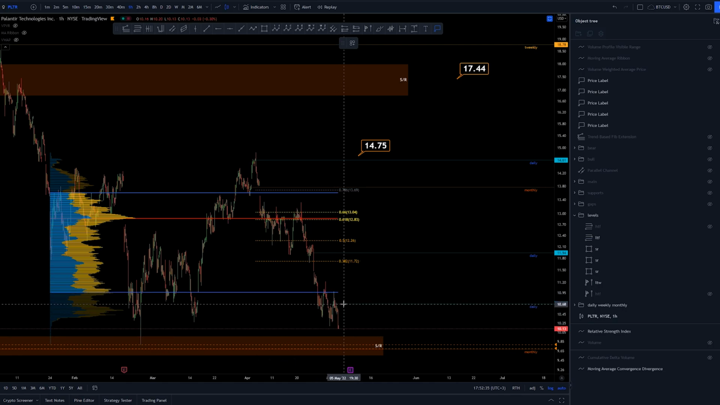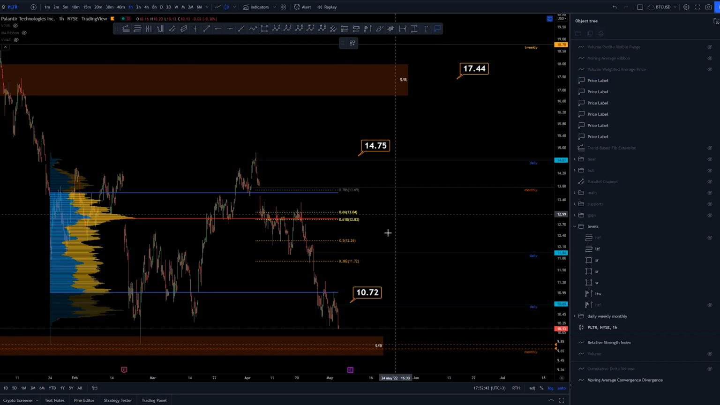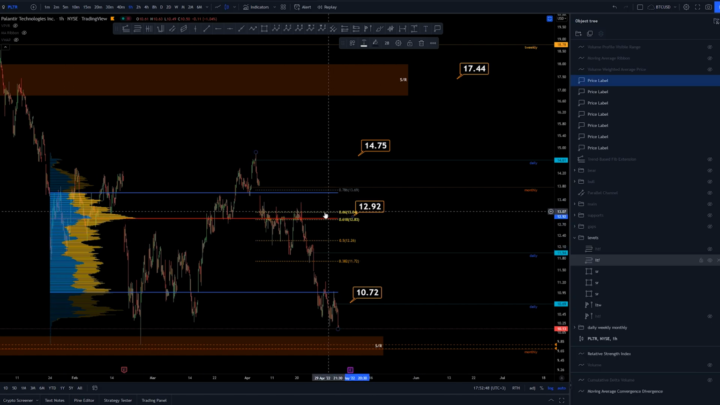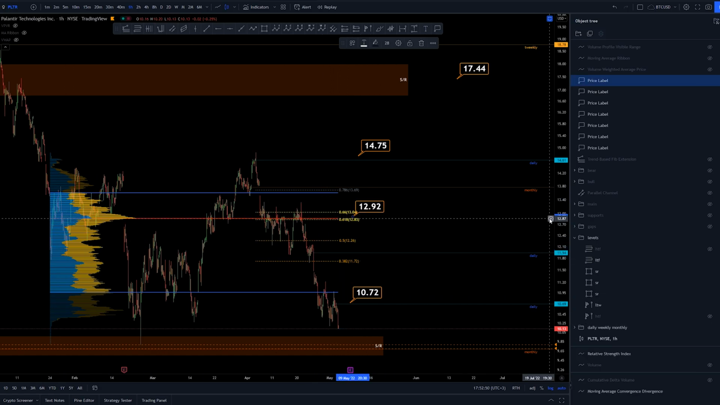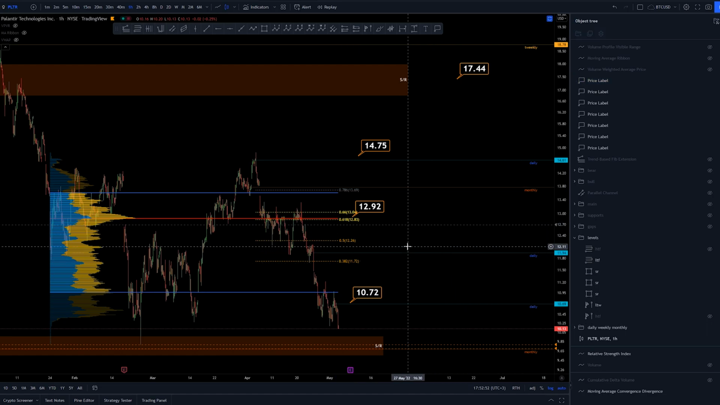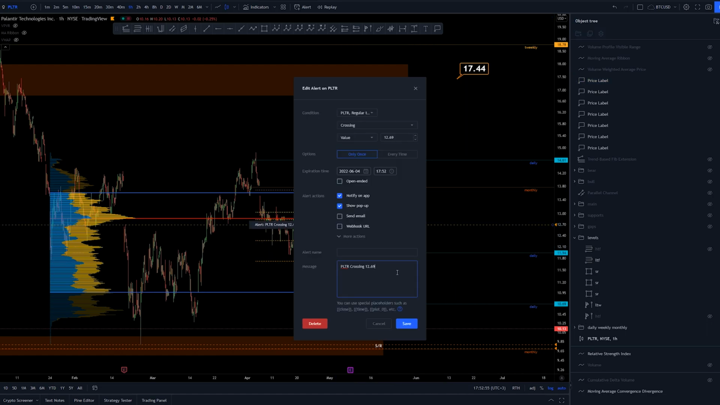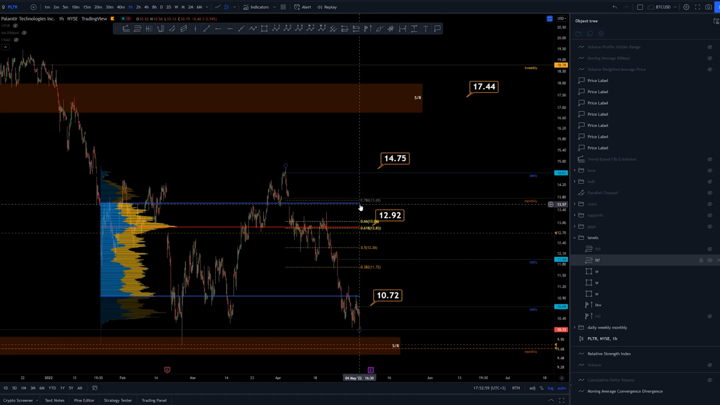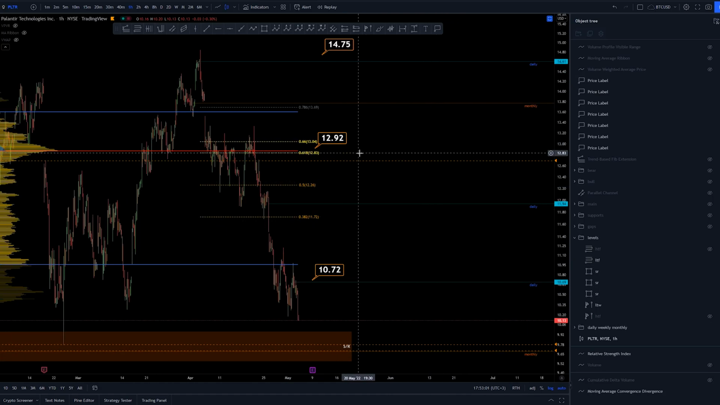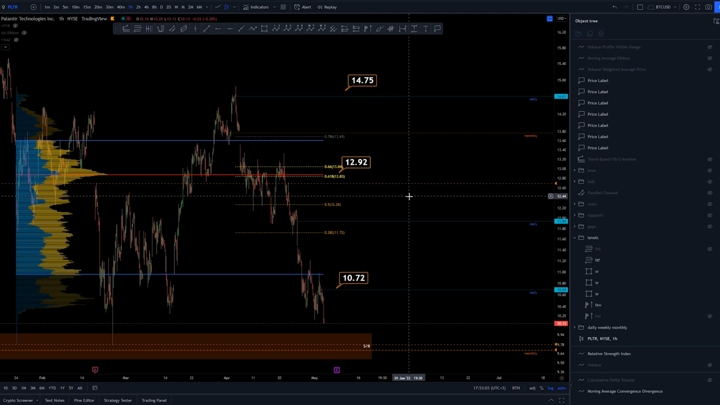We've established another daily here as well. That is going to be another resistance level around $10.72. A major level here with the point of control and the golden pocket is definitely something to look out for. I'm going to add alert here. GP, and definitely going to be looking for possibilities of shorting here.